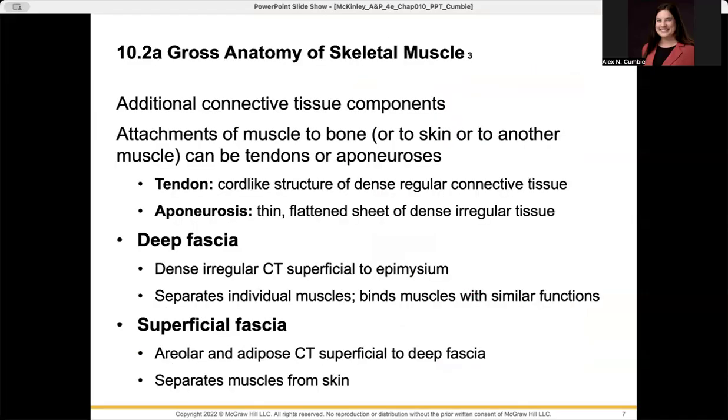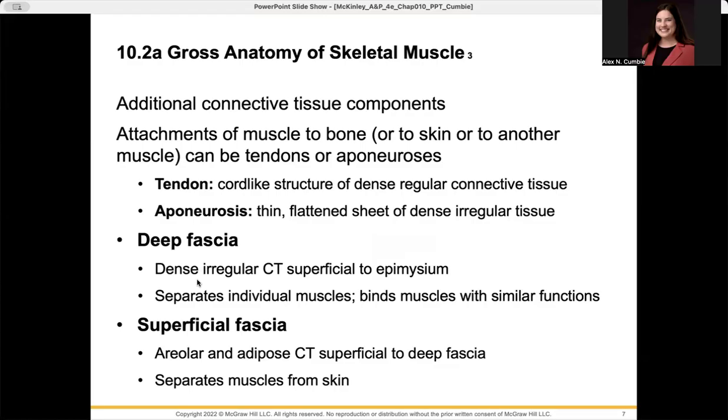So a tendon is a cord-like structure of dense regular connective tissue. We know what dense regular connective tissue is. It's what forms our tendons and ligaments. It's just this nice organized arrangement of collagen fibers. So tendons are going to connect muscle to bone. And remember, we learned the other term ligament, which connects bones to bones, and it's part of that joint capsule.